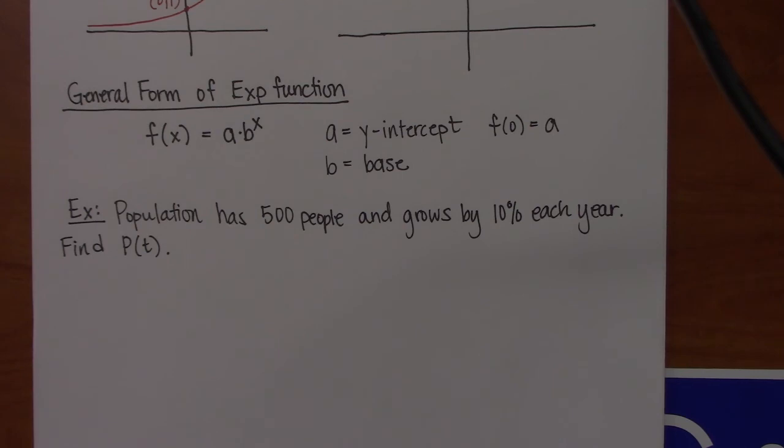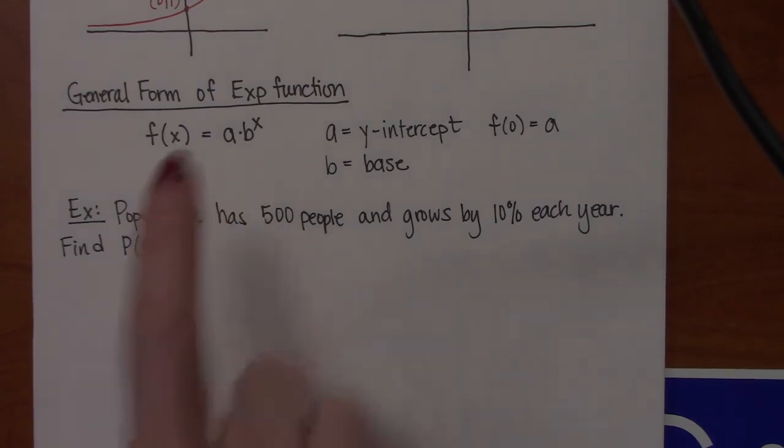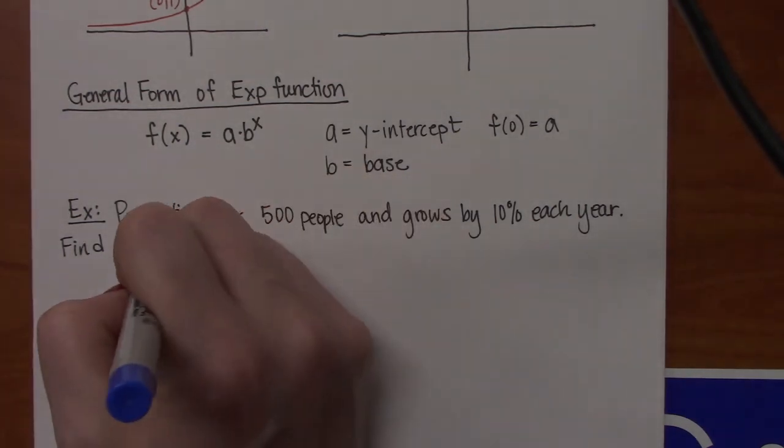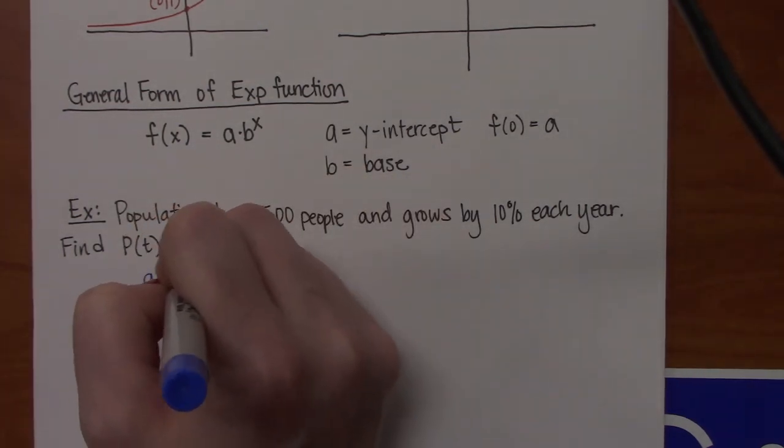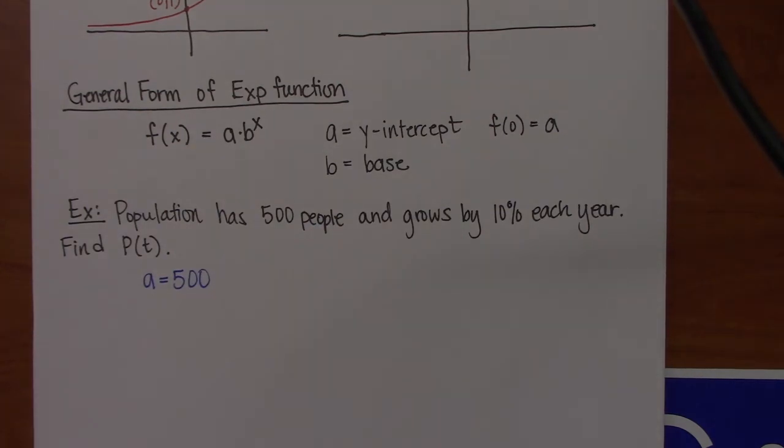So the initial value that we were given in the problem is 500 people when they start counting. We'll call that time 0, and then we start measuring every year after that. So if we want to use this general form, we would start with it and say that at time 0, we know we have 500 people. So that would probably be the A value. The question here is, what is B? How do we take that 10% growth and figure out the value of B?